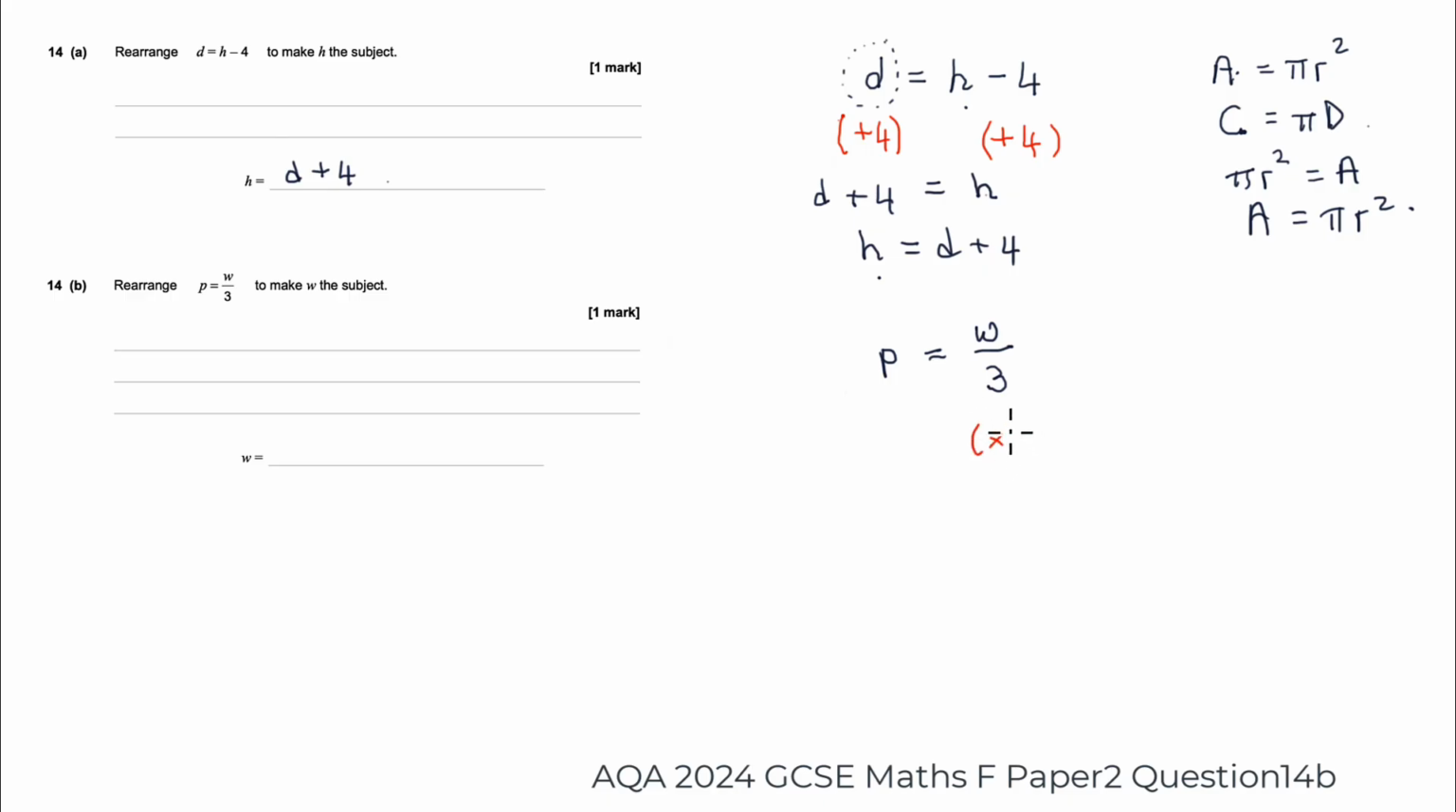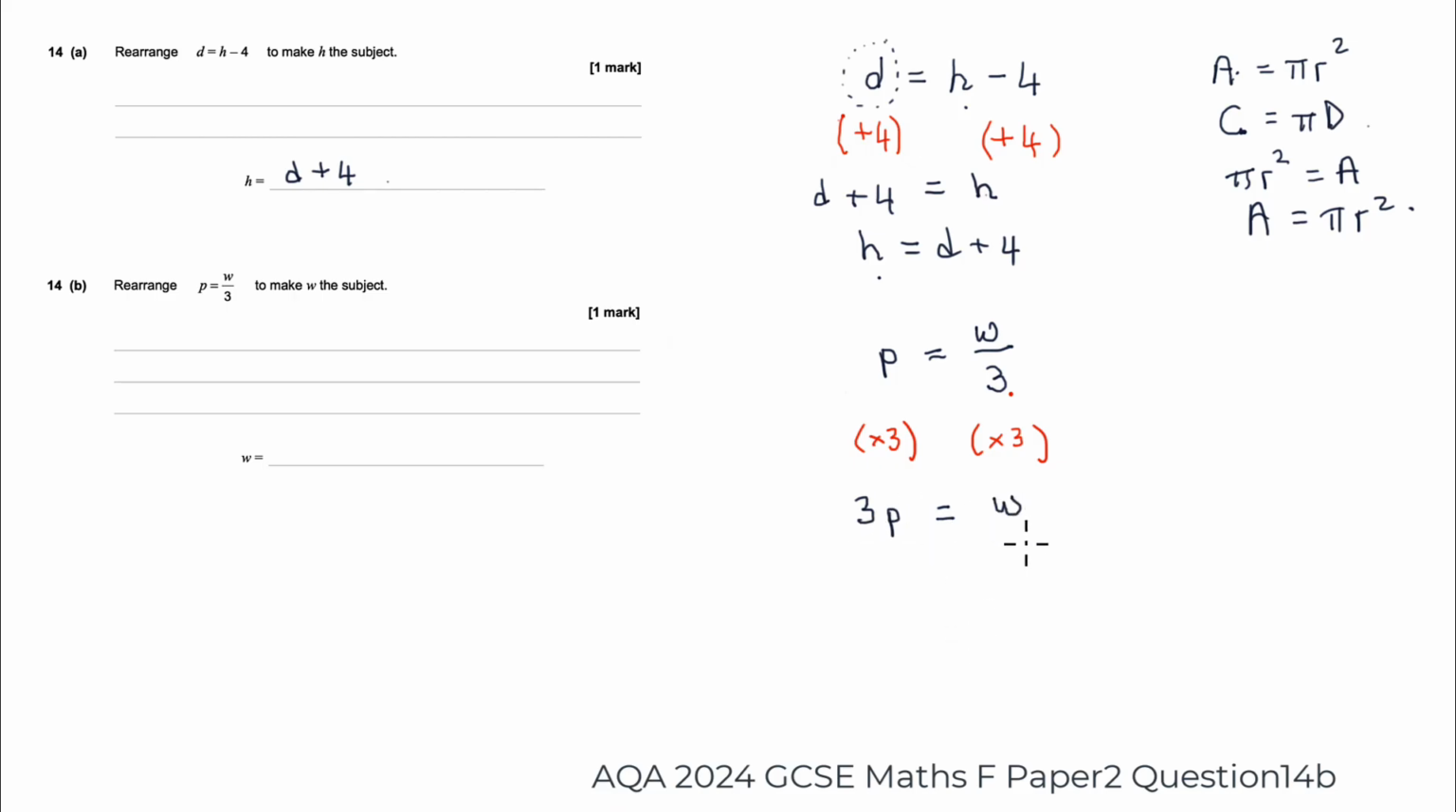That's multiplying by 3. If we do that on the right, we must do that on the left. Otherwise, the whole thing won't be balanced. So what have we now got on the left-hand side? We've got P times 3. 3 lots of P. 3 times P. That's how we write it. And on the right, why are we multiplying this by 3? We're trying to get rid of this divide by 3. So these two things vanish and we're just left with W on its own.